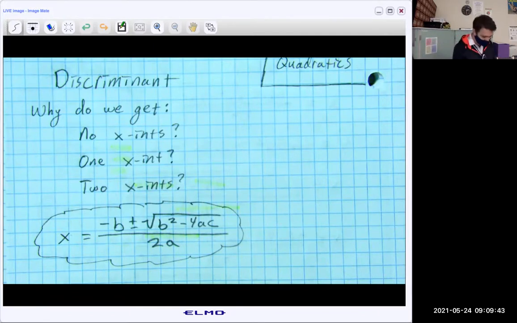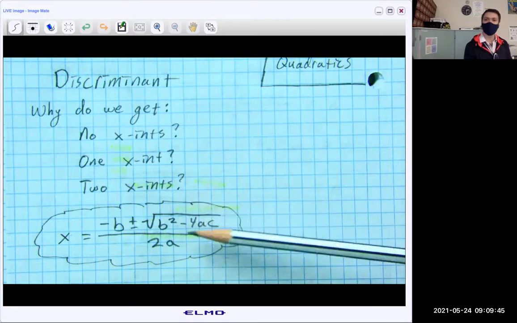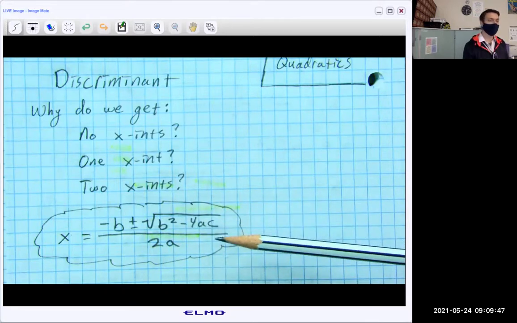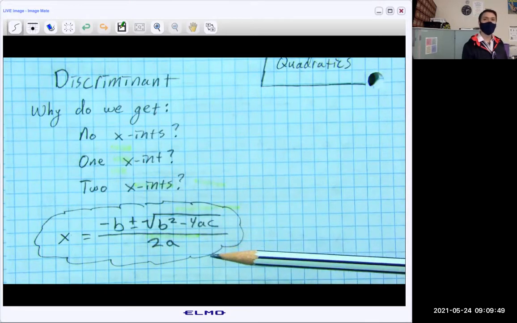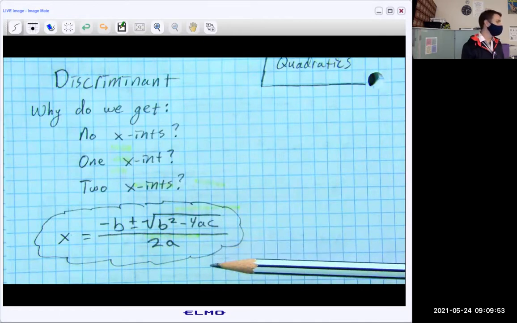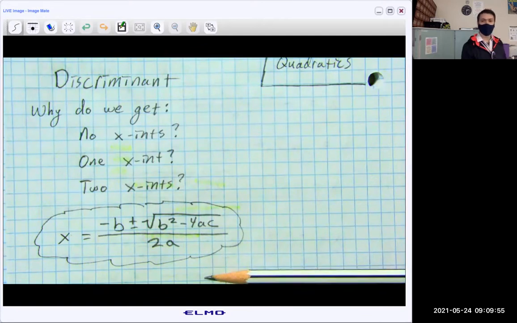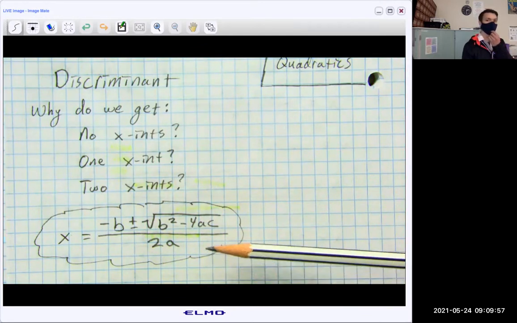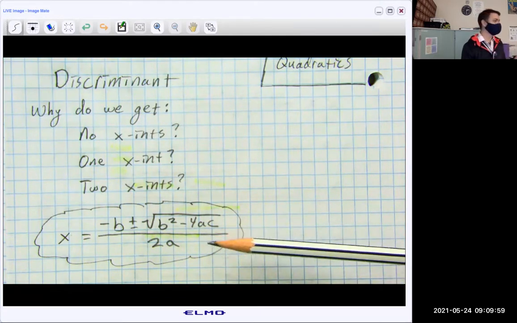Now, in this quadratic formula that we used last time, we saw, and actually saw in the homework, that you can get no x-intercepts from it. You can get 2 x-intercepts from it. And in our lesson that day, we found that there is a way you can get 1 x-intercept as well.